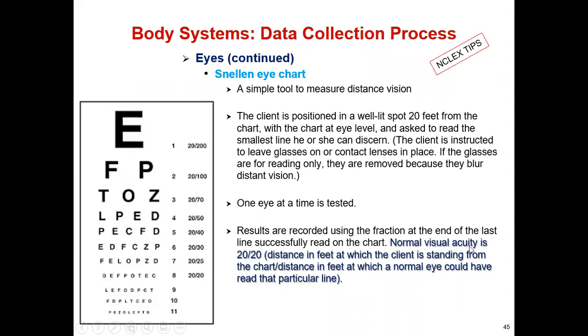Normal visual acuity should be 20/20. Sometimes NCLEX board asks, what does it mean 20/20 vision? It means the distance in feet at which the client is standing from the chart, over the distance in feet at which a normal eye could have read the particular line.